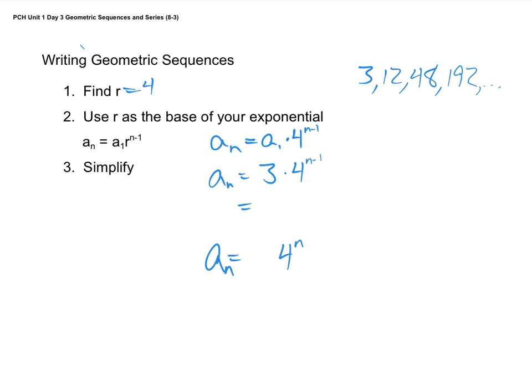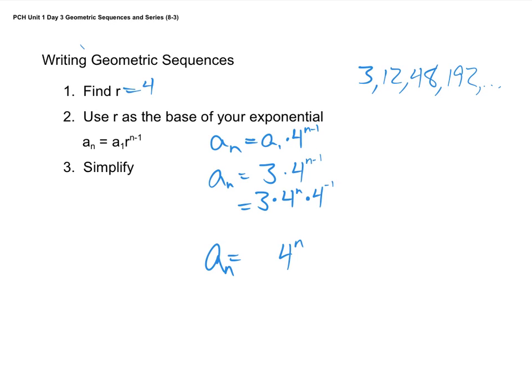Oops, that should be a sub n. If I want it to be 4 to the n, could I multiply this by something? Somehow split this up? Aha, look.